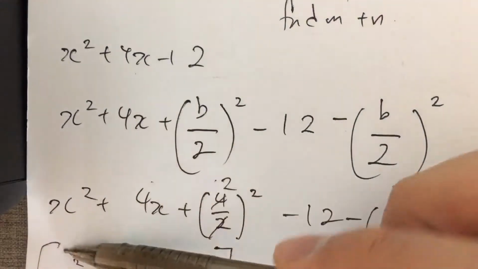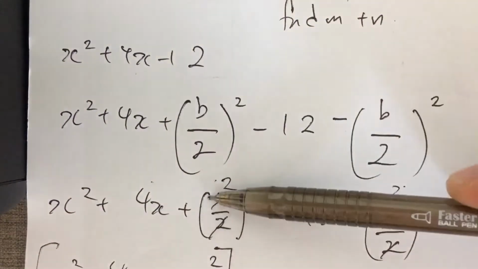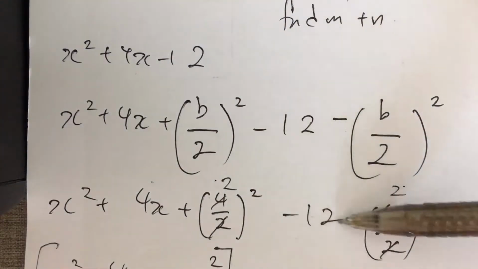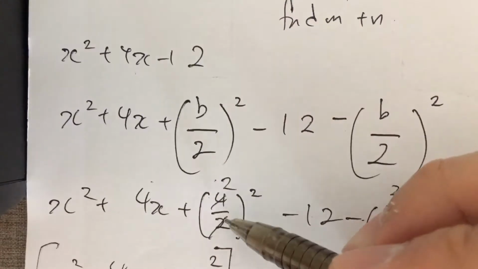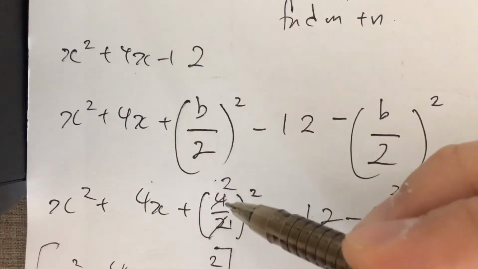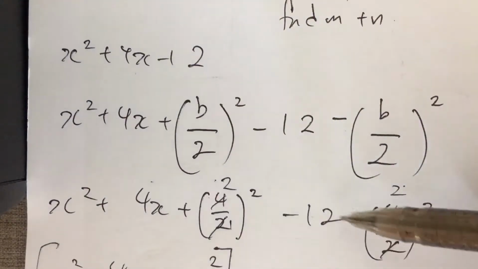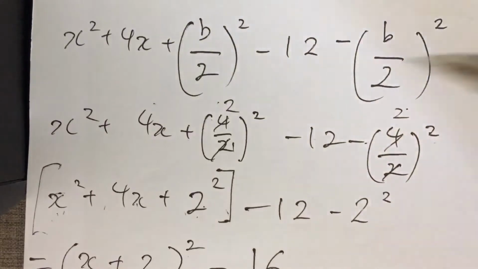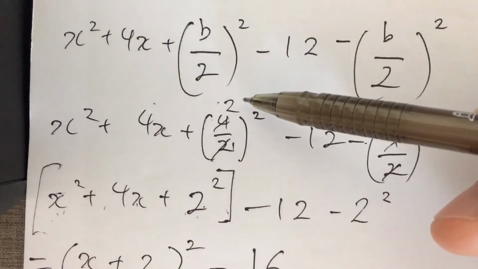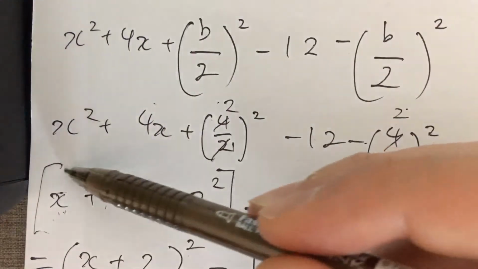Then what needs to happen is you solve it. You get x squared plus 4x plus (4 over 2) squared, because b is 4, right? So (4 over 2) squared minus 12 minus (4 over 2) squared. So you solve it, you divide it, and this becomes x squared plus 4x plus 2 squared minus 12 minus 2 squared.